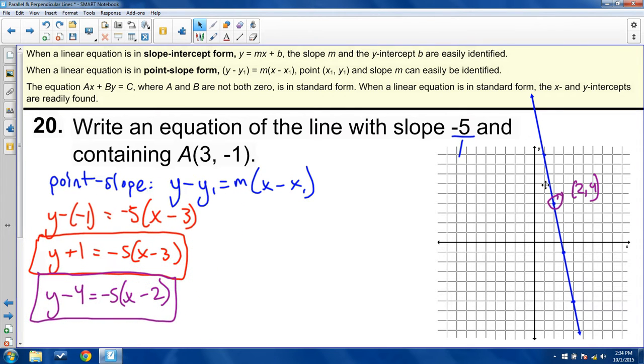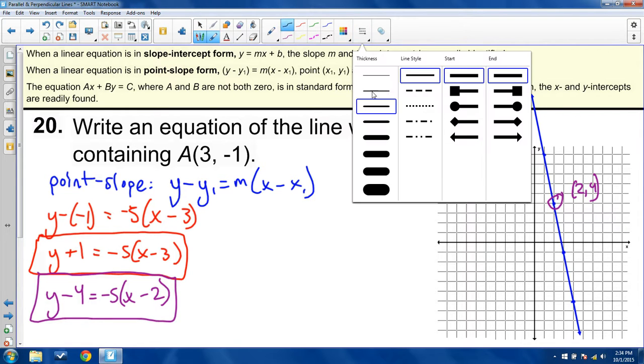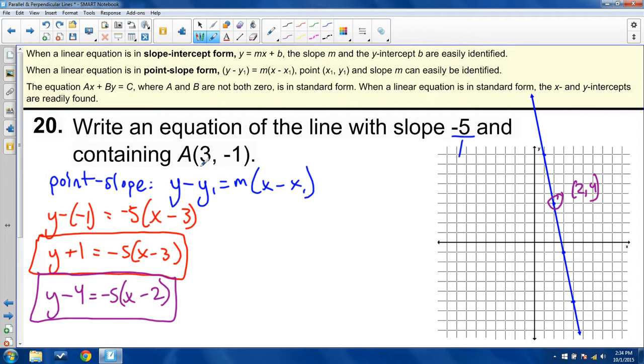Any points that are solutions to the line will be on that line itself. So any of these will work for point-slope form. And let's test that by putting these into slope-intercept form. And you do that by solving for y.